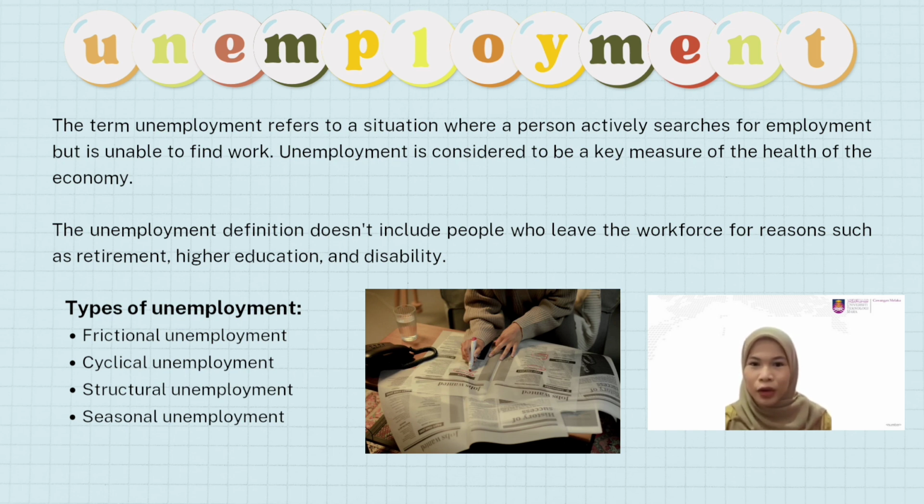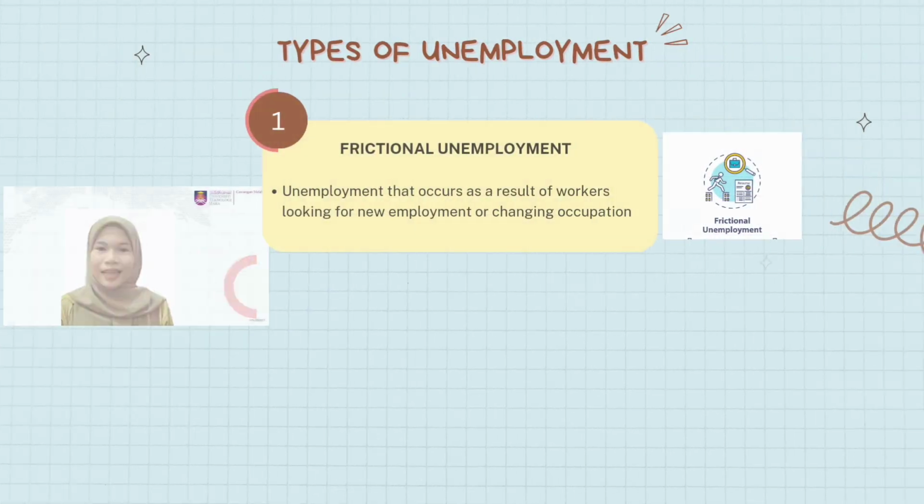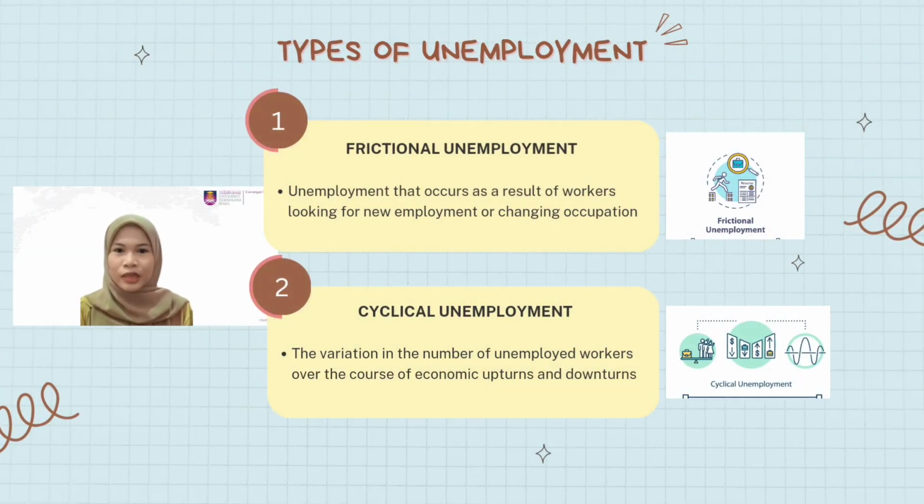There are 4 types of unemployment, which are frictional unemployment, cyclical unemployment, structural unemployment, and the last one is seasonal unemployment. Types of unemployment. First, frictional unemployment. Frictional unemployment is the unemployment that occurs as a result of workers looking for new employment or changing occupation.